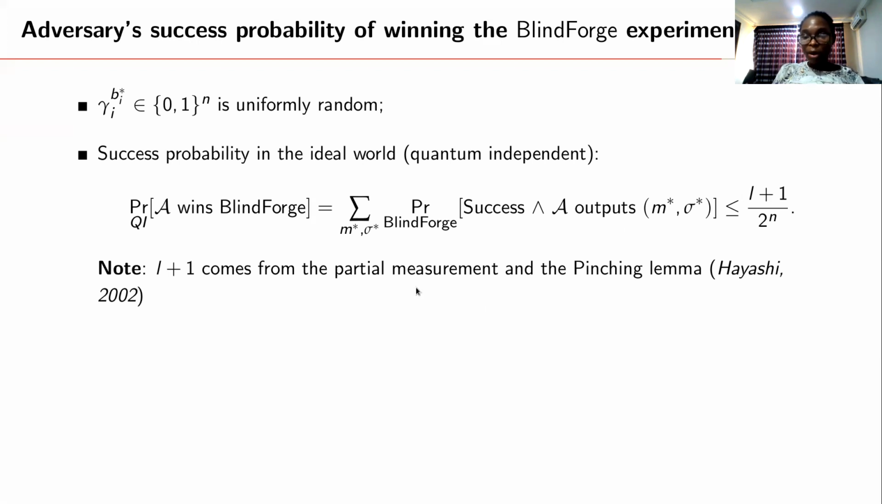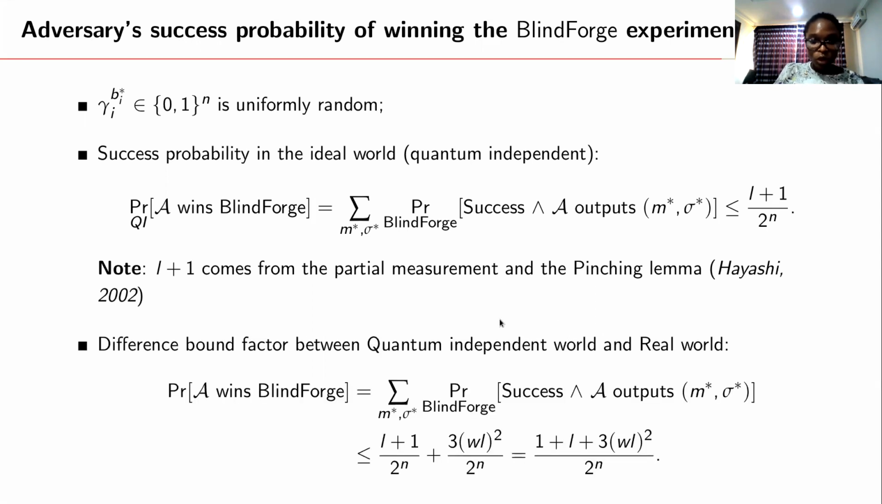Remember that in our original blind forge experiment, there is no partial measurement. So by the pinching lemma, if we want to compute the probability in the real world, this partial measurement can only increase the success probability of the adversary by at most a factor of L plus 1. So that's why we get the probability at most L plus 1 over 2 to the n.